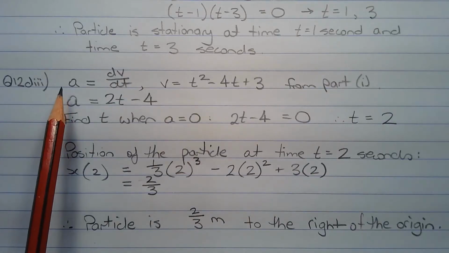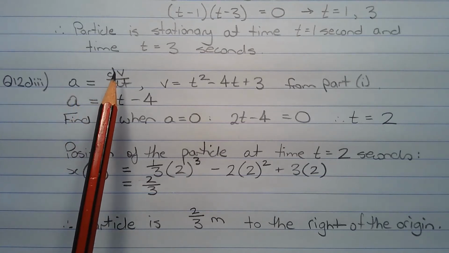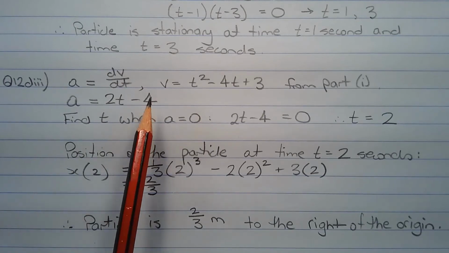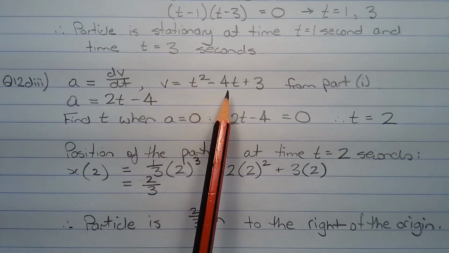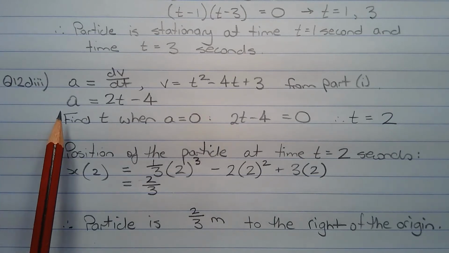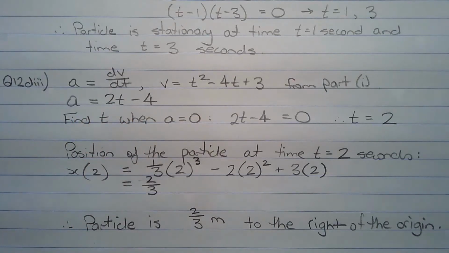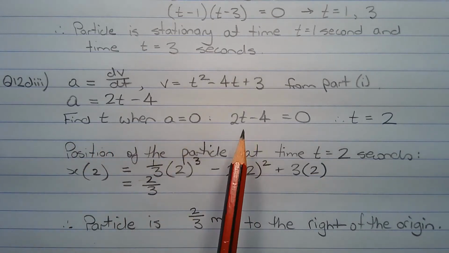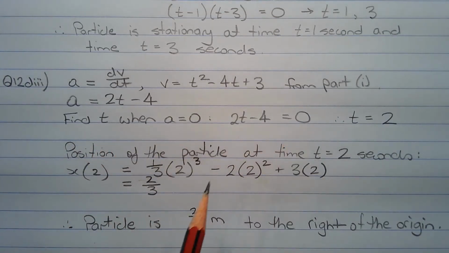The acceleration a is found by differentiating the velocity v with respect to t. So a is equal to dv/dt, where v is equal to t squared minus 4t plus 3. And that was from part 1. So a is equal to 2t minus 4. And we want to find t when a is equal to 0. So solving the equation 2t minus 4 equals 0, we get t is equal to 2.